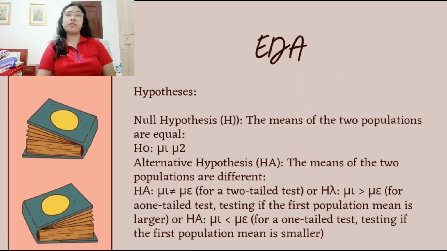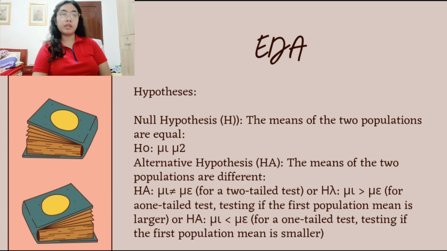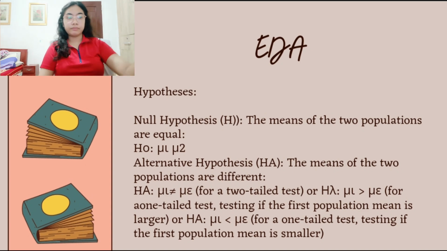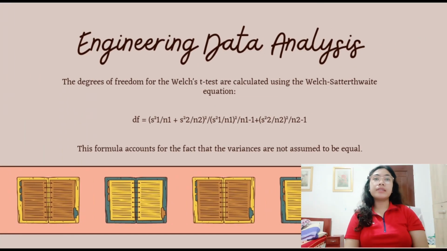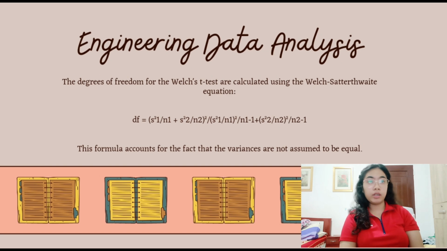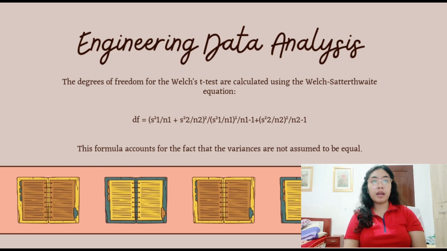So, hypothesis. The null hypothesis: the means of the two populations are equal. And the alternative hypothesis: the means of the two populations are different. Just like this, as what we can see in the picture. The degrees of freedom of the Welch t-test are calculated using the Welch-Satterthwaite equation. So this is the formula, which accounts for the fact that the variances are not assumed to be equal.